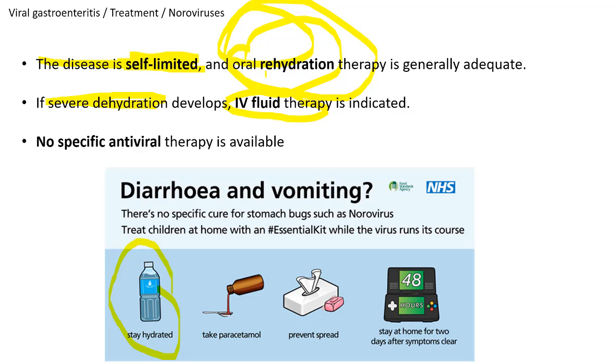Okay? So you try to rehydrate the patient. If they can keep the water that you're giving them, it's fine. If they cannot, they keep vomiting, then you should give IV fluids. And of course, there's no specific antiviral therapy that is available at the moment. So we can see here in this graph, also from the NHS, they say there's no specific cure for stomach bugs. So they call it that. Sometimes they call it the stomach flu, I think.